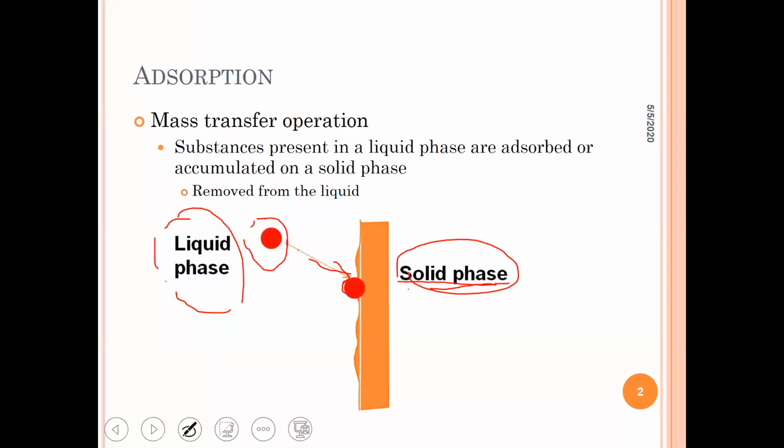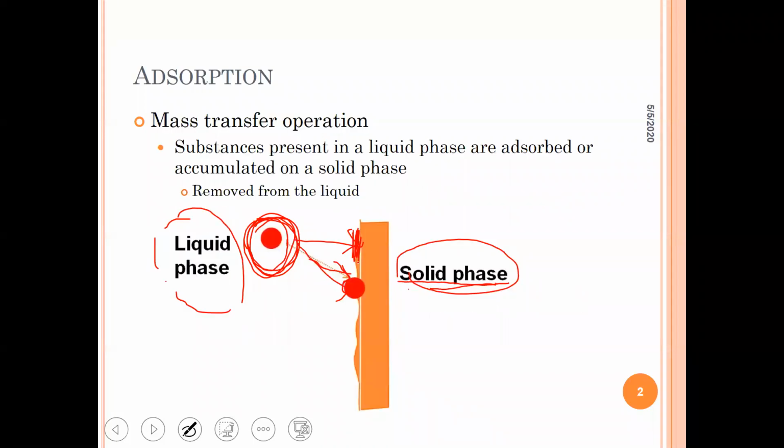So if we use this principle or operation, we can remove some contaminant which is present in liquid phase from liquid into solid, and we can eliminate it. But actually, there is no degradation of contaminant. So mass from one phase is transferred to another phase and accumulates on the surface. So it is just a mass transfer operation.